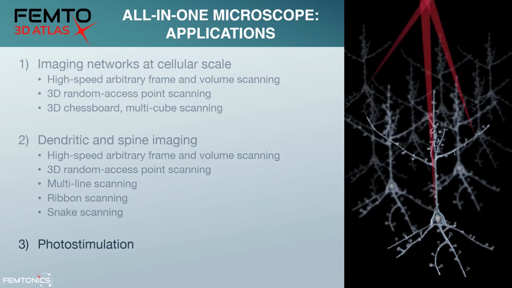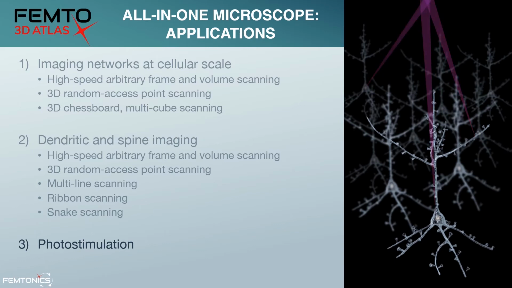I hope that our tour of Atlas features could convince you that one can hardly come up with an experimental scenario that could not be covered by the unprecedented versatility of FEMTO3D Atlas. Whether imaging frames, cells, or submicron features, anyone can find the optimal scanning mode with Atlas. The first two chapters of today's webinar were about reading out changes in fluorescence across large volumes, from up to thousands of cells with unprecedented speed.